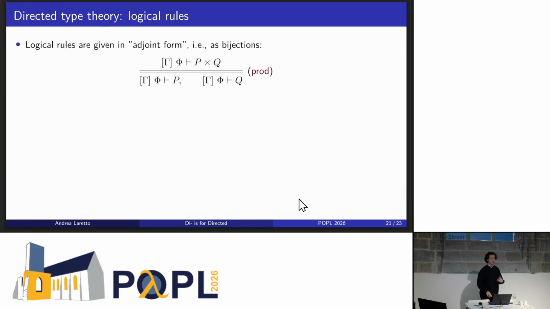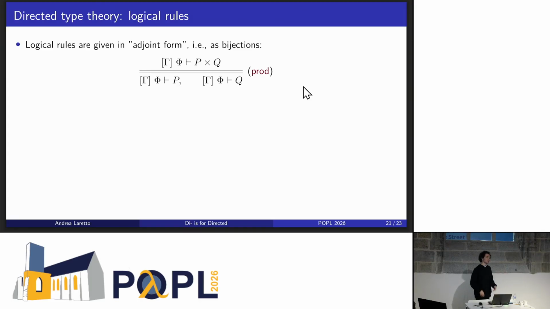Now, we have the logical rules for the connectives of the logic. You have conjunction, for example. And the key idea, the key technical aspect, is the fact that these rules are stated as bijections. And we call this adjoint form because it's similar to the formulation in adjoints, or quantifiers and connectives as adjoints. So these are the rules for conjunction.